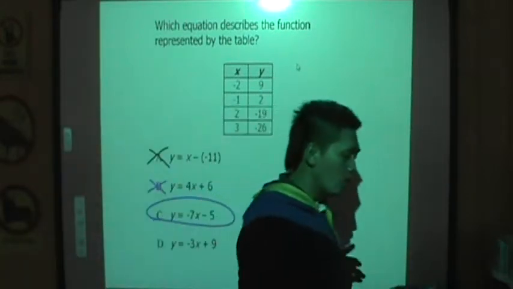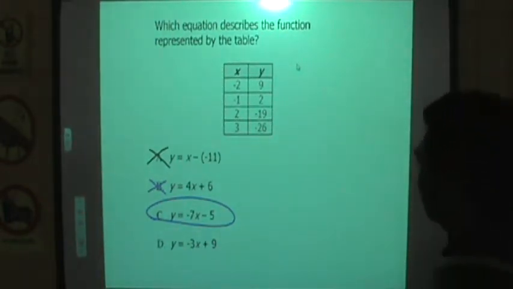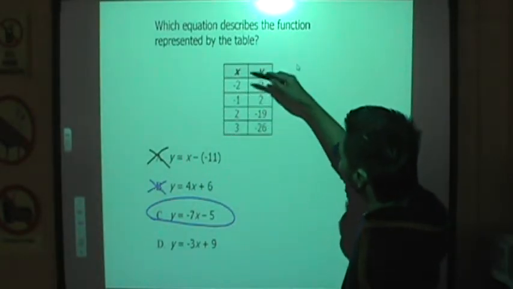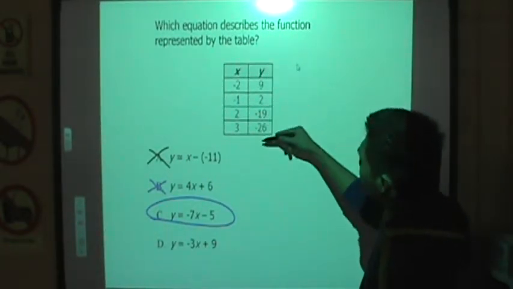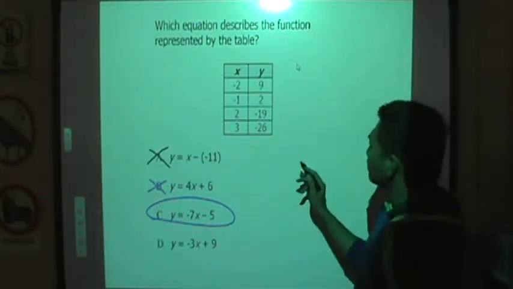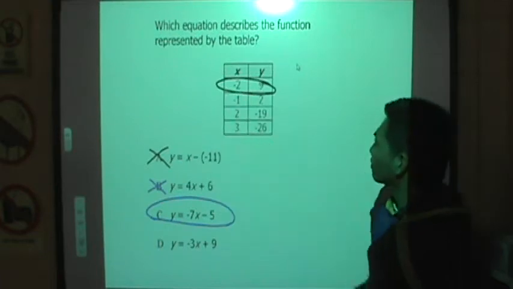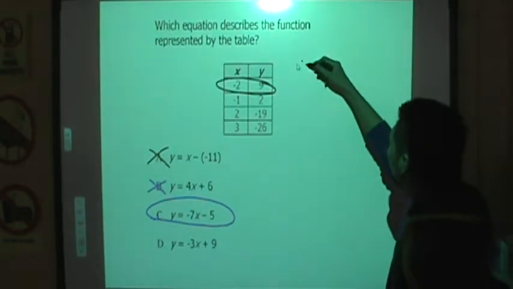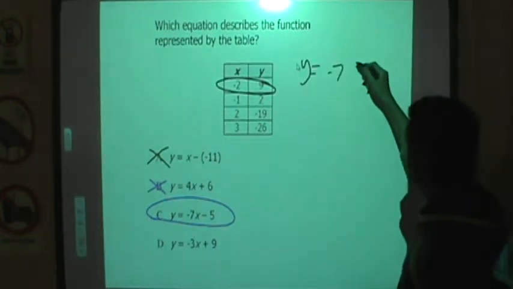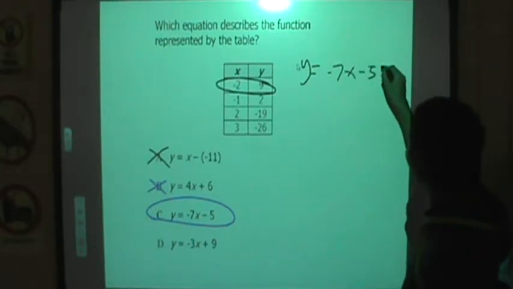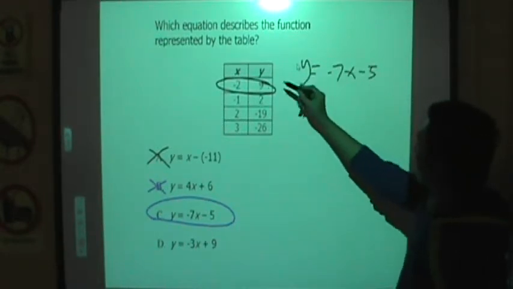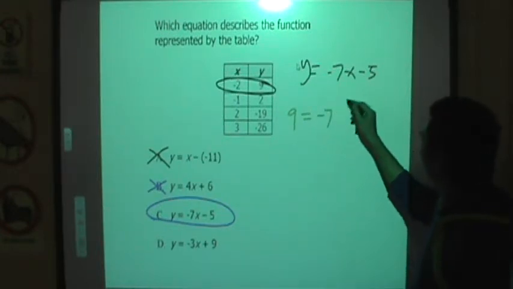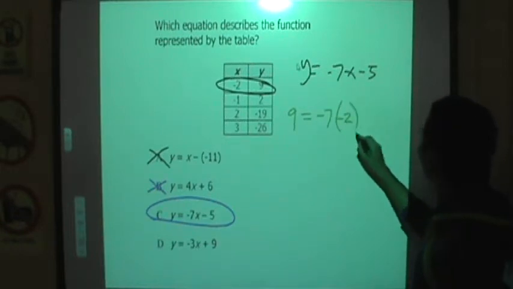Now, what will you do if you're not using a calculator? Here, we know that these numbers are the x values and these numbers are the y values. What you need to do is, let's pick this one. Let's pick -2 and 9. If we use this formula, y equals -7x minus 5, the value of y in here will be 9, and then -7, parentheses, the value of x is -2. Okay?